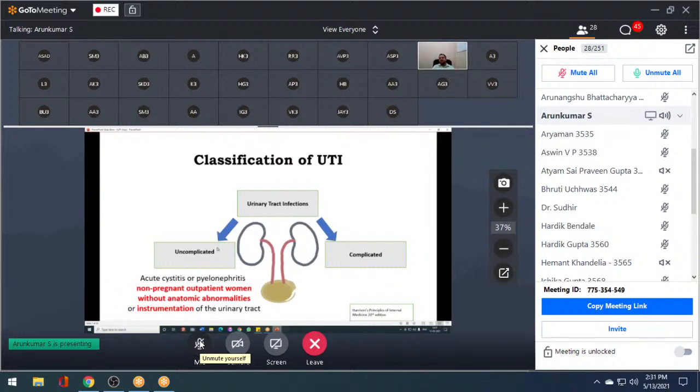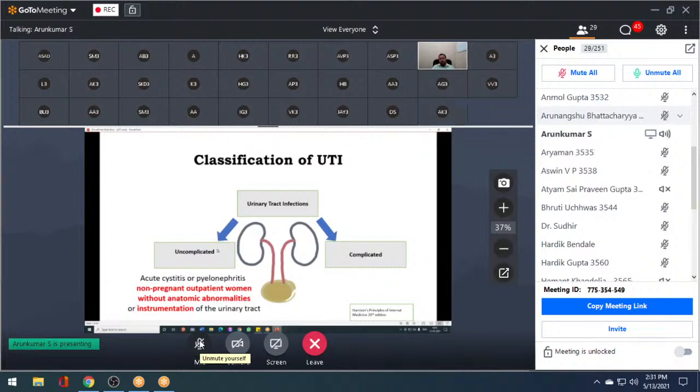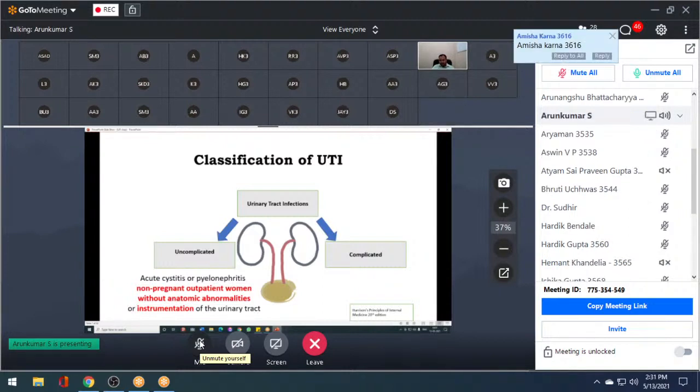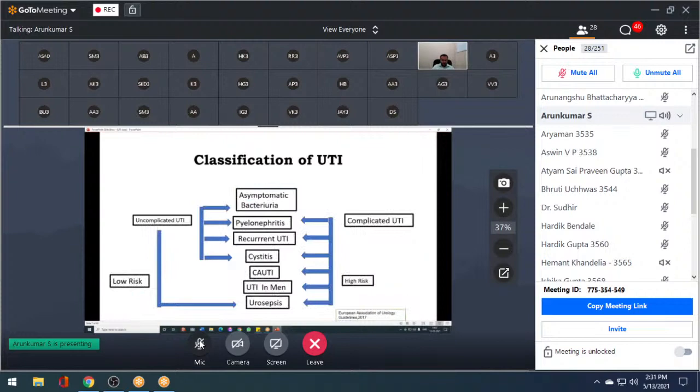And here, woman is important. This is because if a male develops a UTI, it is considered a complicated UTI. Uncomplicated means without anatomic abnormalities or instrumentation. So if the patient has any anatomic issues, such as a stricture, a narrowing of the urethra, or some surgery which has happened in the urinary tract, then it becomes complicated. If the patient has a catheter, instrumentation has happened, or he has a percutaneous nephrostomy tube, then it becomes a complicated UTI. Apart from this, if a non-pregnant woman develops a UTI, it is an uncomplicated urinary tract infection.